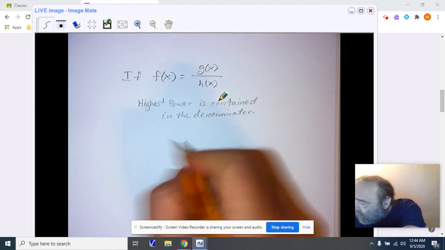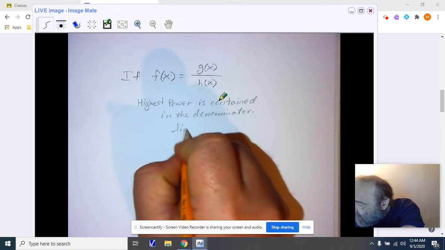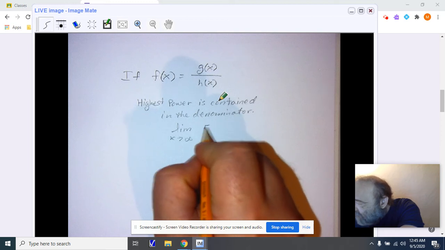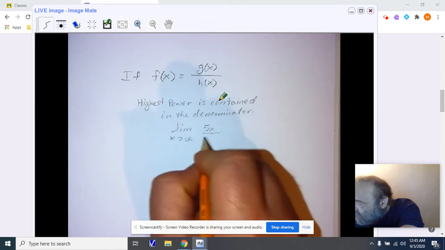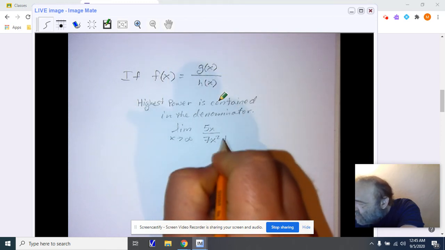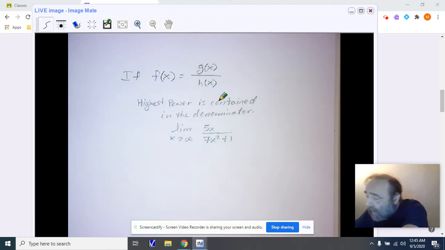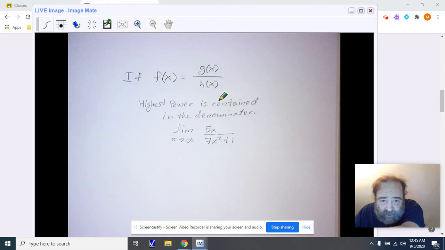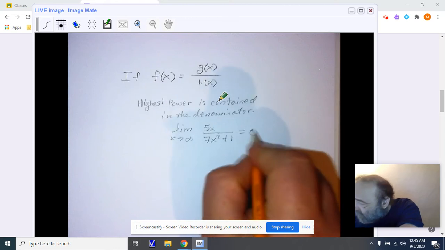Let's take an example. The limit as x approaches infinity for 5x over 7x squared plus 1. Now, in this situation, what we're looking at is a situation where the higher power is in the denominator. Our rule tells us that this limit must be 0.